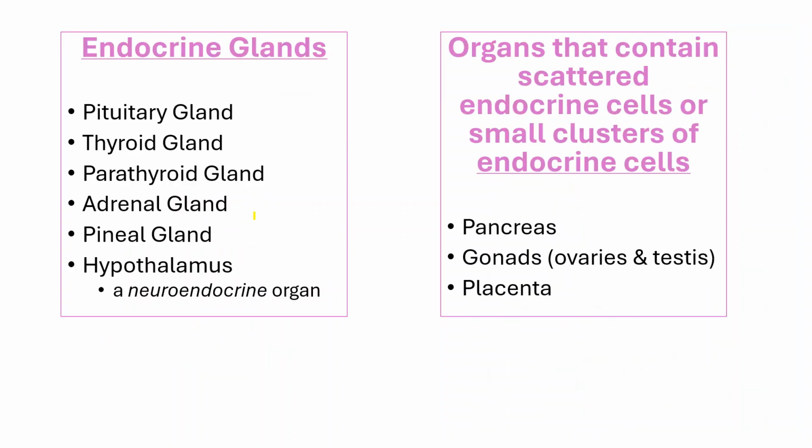Again, here's the glands. Now, some of the endocrine glands are the pituitary gland, thyroid gland, and parathyroid gland, and then you also have small clusters of endocrine cells that are scattered, and that's going to be the pancreas, the ovaries and testes, and the placenta is going to be another one. Not that you need to know this for the test, just showing you that it could be a gland or it could be cells or small clusters of cells. So keep that in mind.